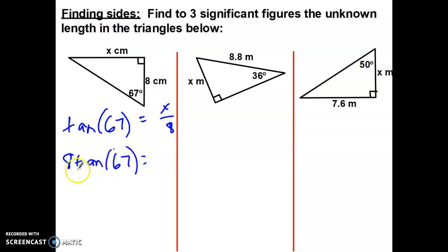And then I can just type that directly in my calculator as long as I have the calculator in degrees. Rounding to 3 sig figs, I'm going to get 18.8, and then my units are going to be centimeters. So that side x, 18.8 centimeters. All right, let's look at the one in the middle here.